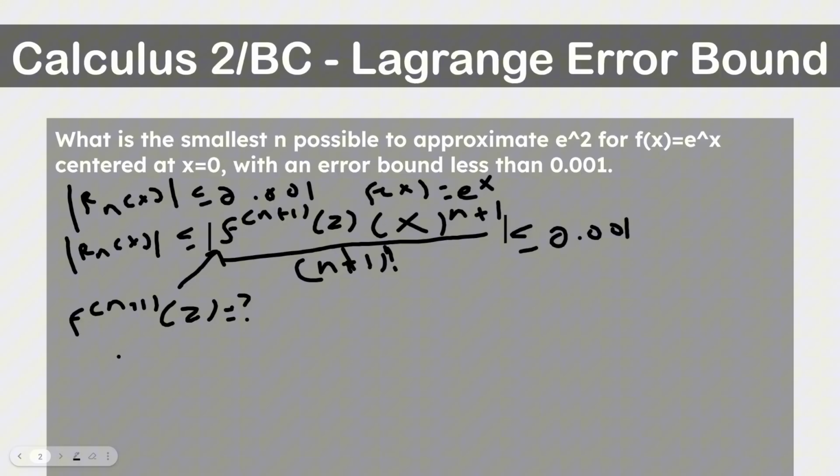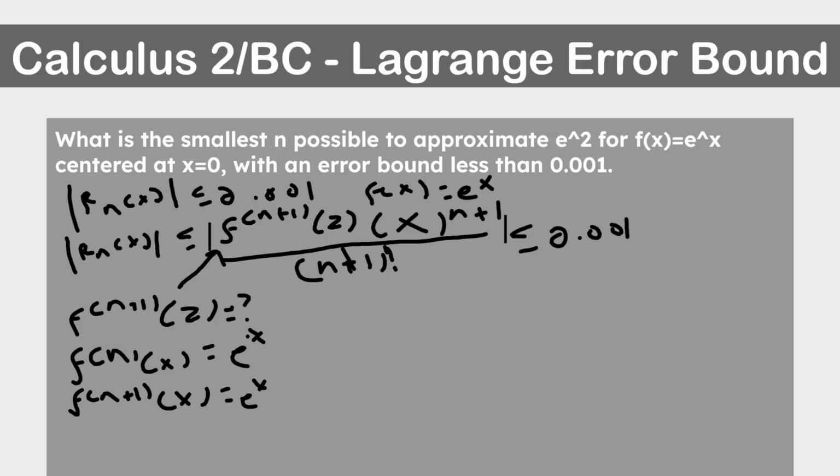So before we do that, we need to know what the nth derivative of x is. So the nth derivative of x, where f of x is e to the power of x, is e to the power of x, because the derivative of e to the power of x is itself. So we just take the next derivative, we get e to the power of x. So now we must find a value z where the remainder becomes the largest, because we want to make sure that our n satisfies the error in such a way that it is reduced as much as possible.